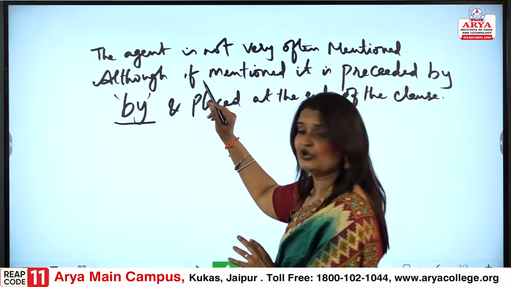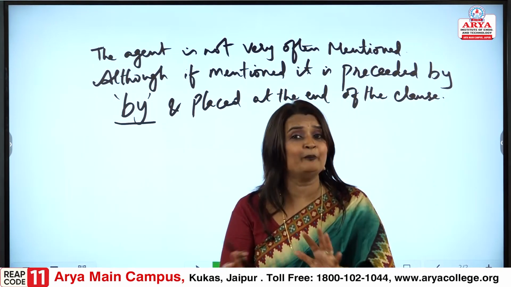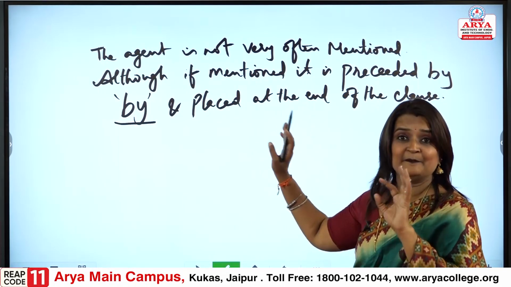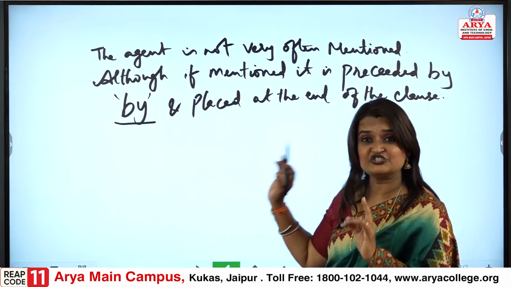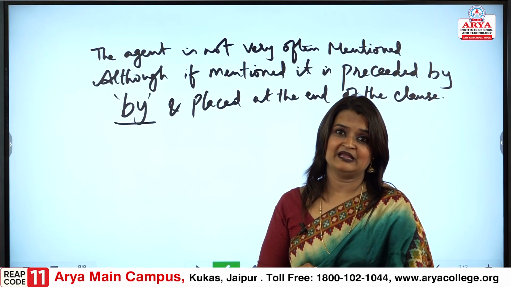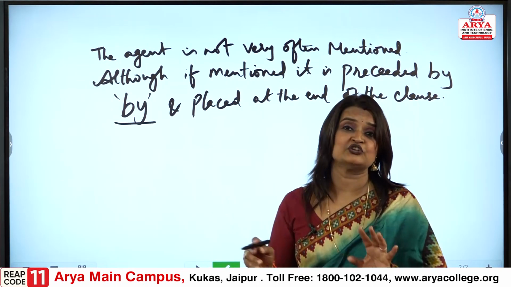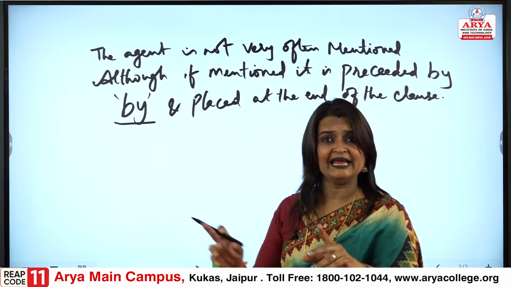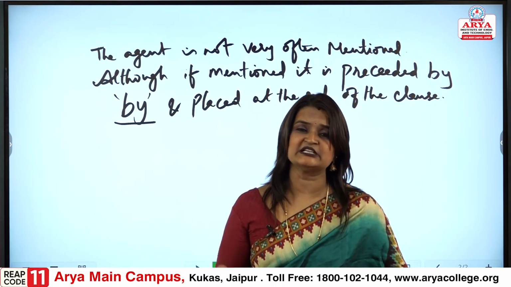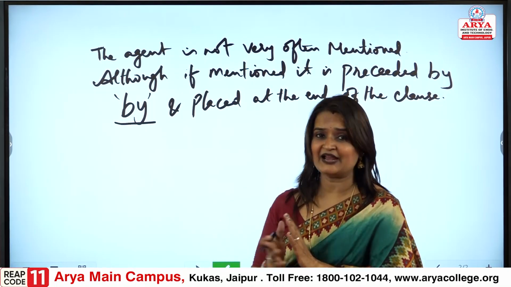So here again, the agent is not very important, so very often it is not mentioned. And if it is mentioned, please remember this: it is preceded by "by" and placed at the end of the clause. After "by", it is mentioned at the end of whatever sentence or clause it is. So again we need to understand a few things.